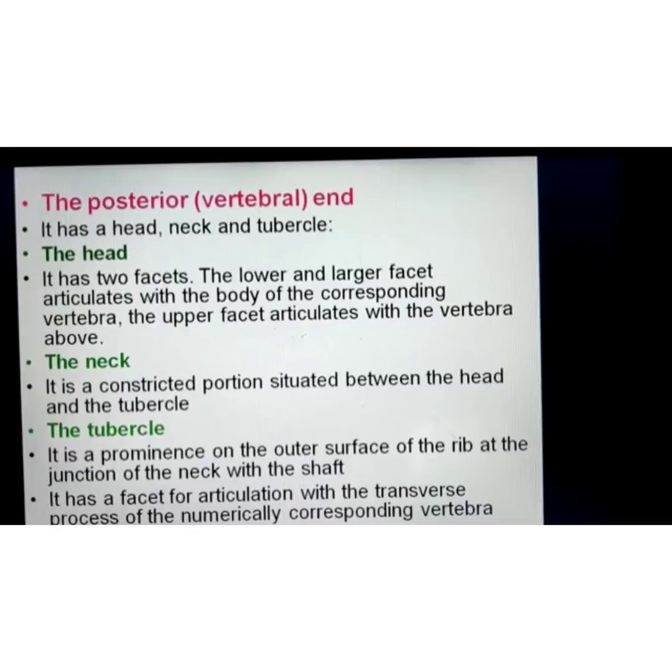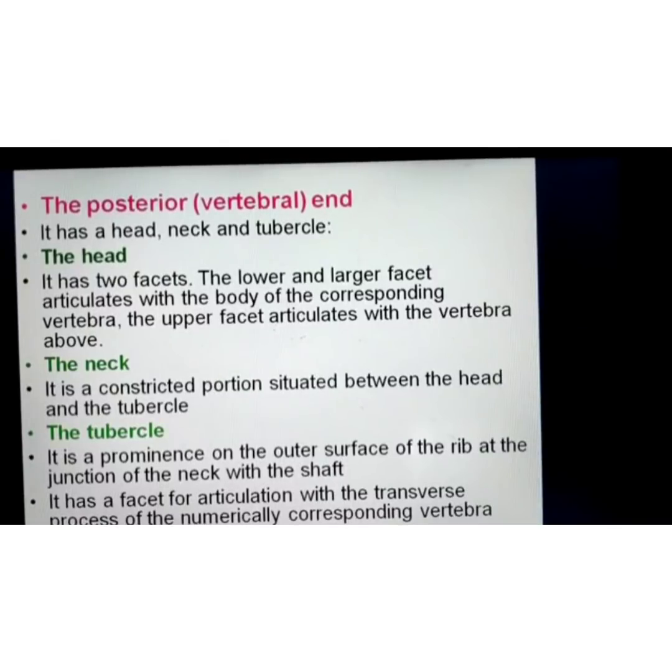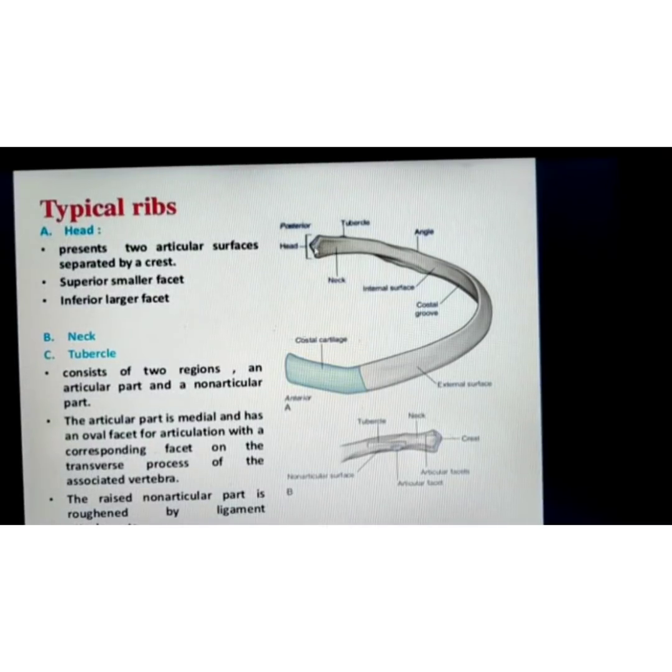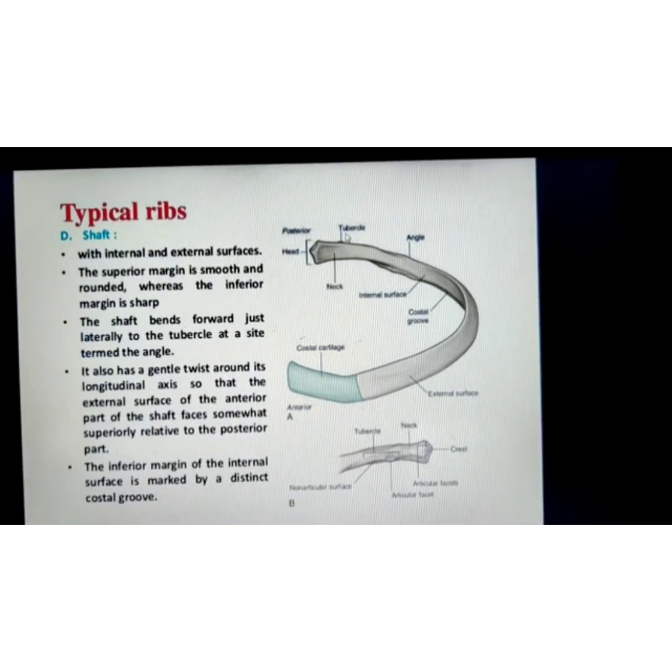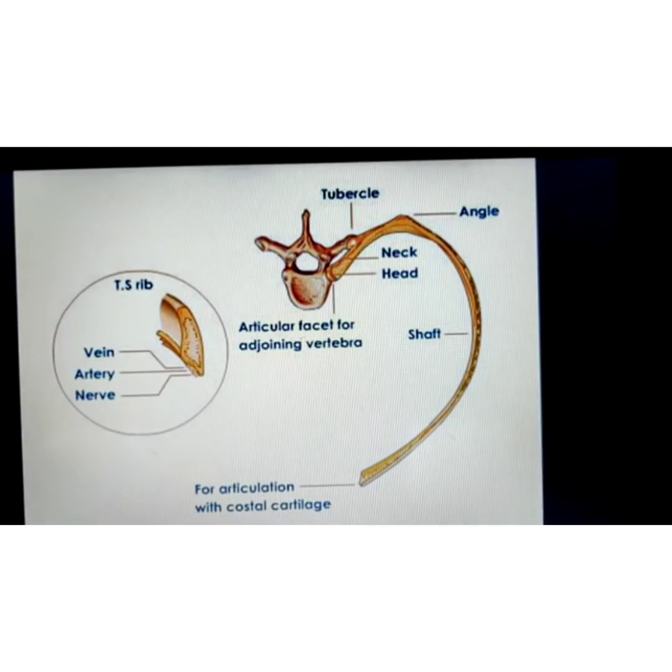Now, the posterior end or the vertebral end has a head, neck and tubercle. Let me show you. This is the head. This constricted part is known as the neck, and this is the tubercle. You can see clearly in this diagram. This is the head of the rib. The constricted part is known as the neck, and this is the tubercle of the rib.